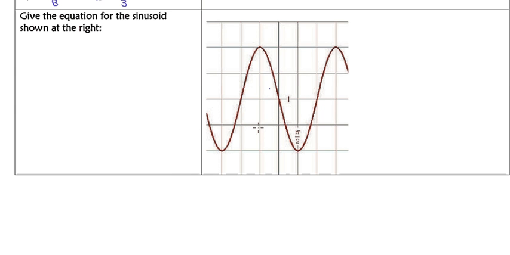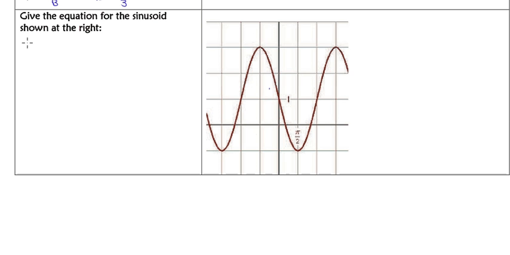All right, here we go. Give the equation for the sinusoid shown at the right. And this graph that we're given here lends itself really well to be written as either sine or cosine. So we're going to write it as sine first because we just did the last one in cosine. But then we'll show you that you could have written the equation using cosine and had the exact same graph and show you how that can be.